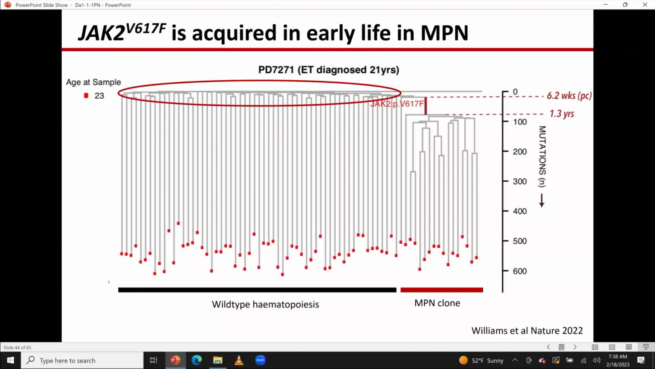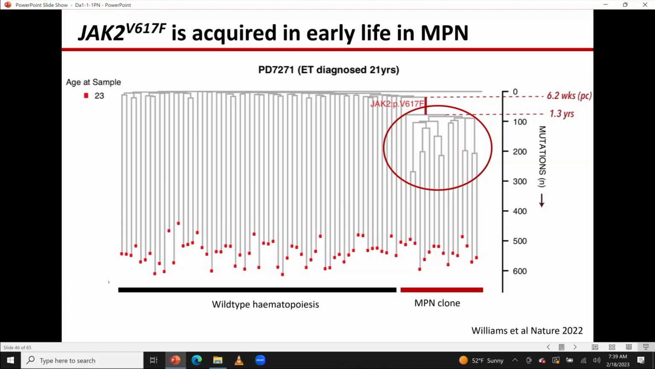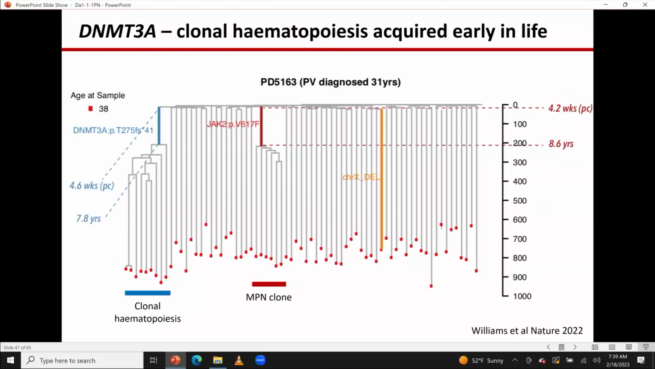This just tells us that our normal blood cells are making blood independently, and this tells us that the Jak2 mutation occurred early in life. And this pattern of branching, can you see it drops and then splits and drops and splits? That tells you how quickly the clone, the Jak2 cell, is growing and making daughter cells. And we found the same thing in most people, really.